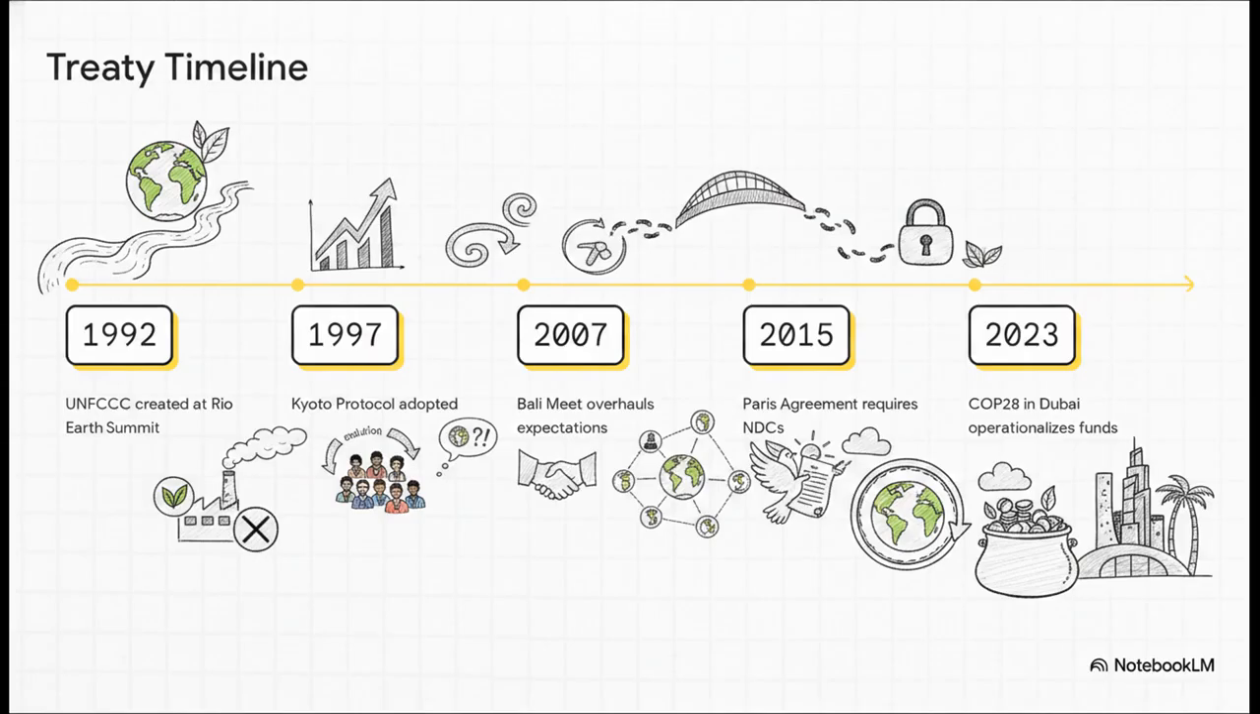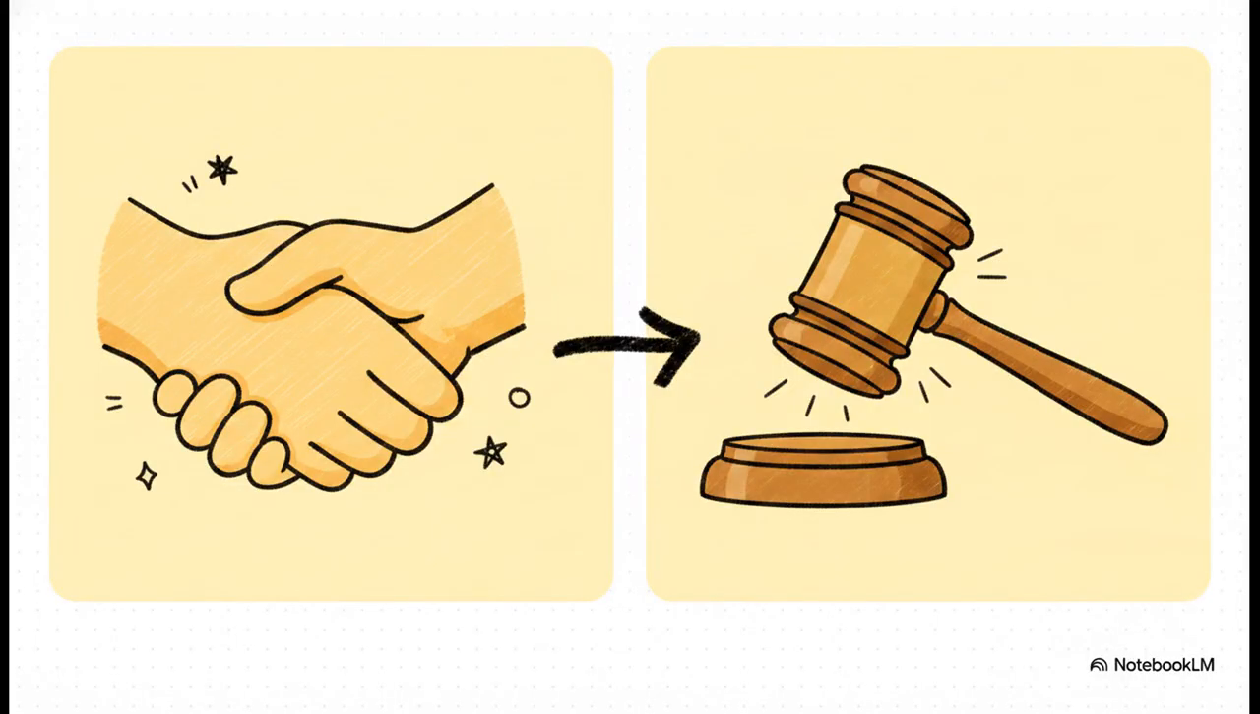Fast forward to 1997 and we get the Kyoto Protocol. Then in 2007, a really huge evolutionary shift happens at the Bali meet. This was a game changer because the conversation totally expanded. The world recognized that rapidly growing developing nations like India and China would eventually need to make emission cuts too. That realization completely overhauled global expectations, which eventually led to the famous 2015 Paris Agreement and most recently COP28 over in Dubai in 2023. Now, what's super fascinating about these early milestones is the massive shift in global attitude.